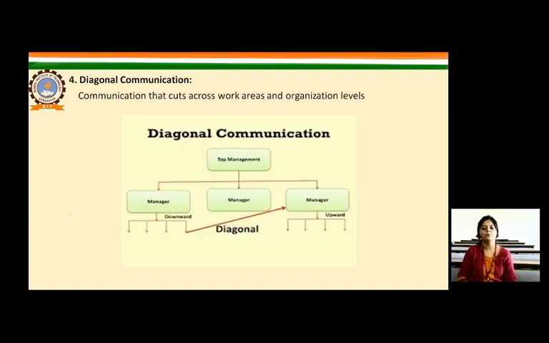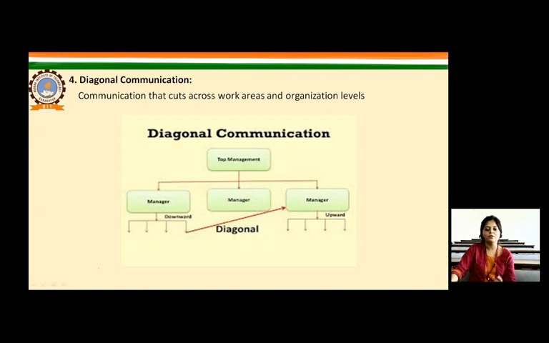Now let us see the fourth type of communication, or the last category in formal communication, that is diagonal communication. A diagonal communication is one that cuts across work areas and organizational levels. So how is it different from lateral communication? In downward communication we have an order from top to bottom. In upward communication we have bottom up. In horizontal communication, the employees at the same level can talk to each other. But in diagonal communication, employees who are not at the same level can also communicate with each other.